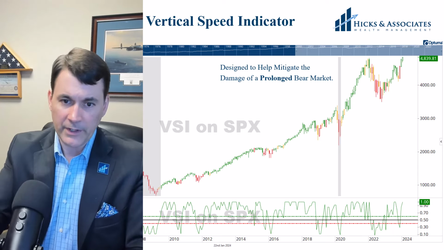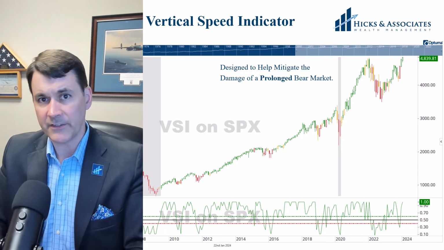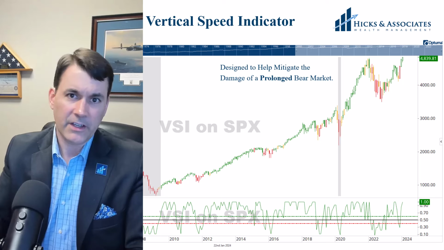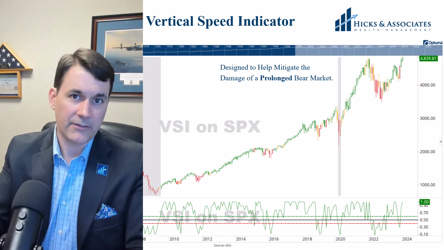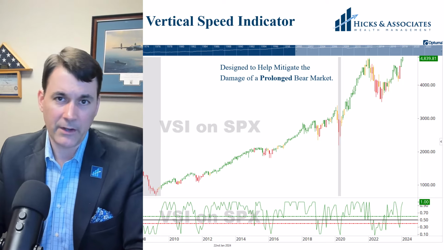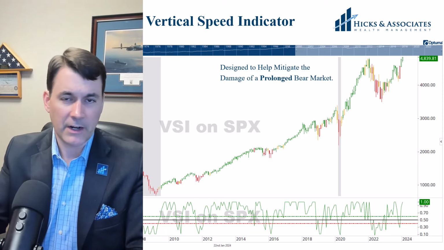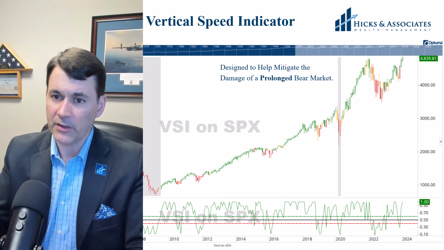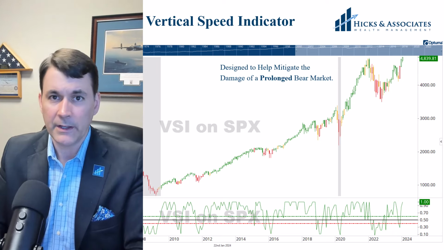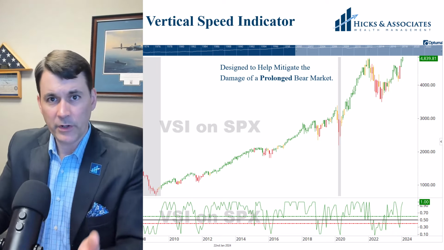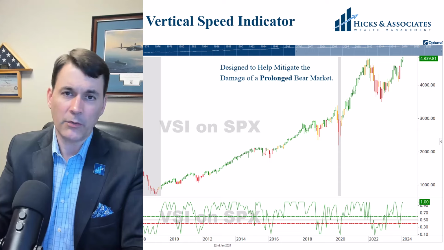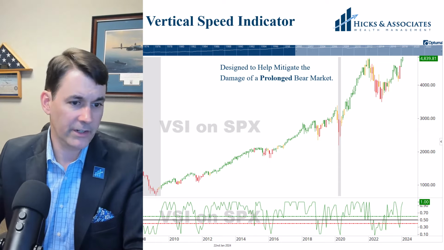And then what we have done on the screen, you can see, is I've color-coded it. So when the VSI is in the danger zone, I've color-coded those candles as red. When it is in a good environment, as measured by these indicators, those candles get colored green. And when we're in between the 40 and 60% ranges, those candles get color-coded yellow.